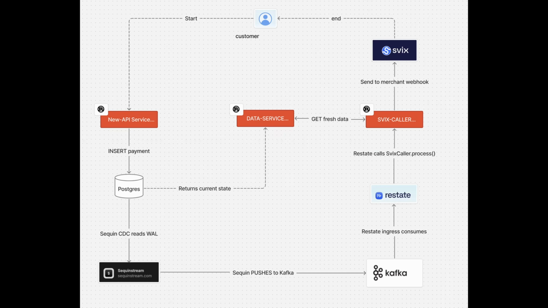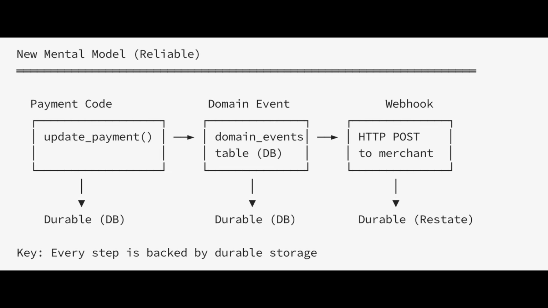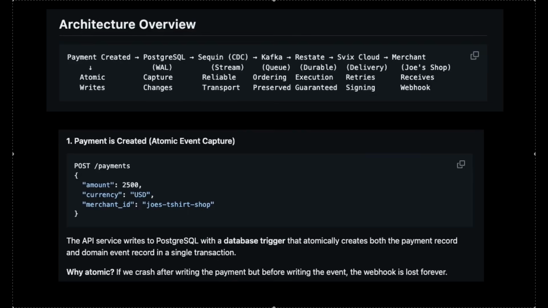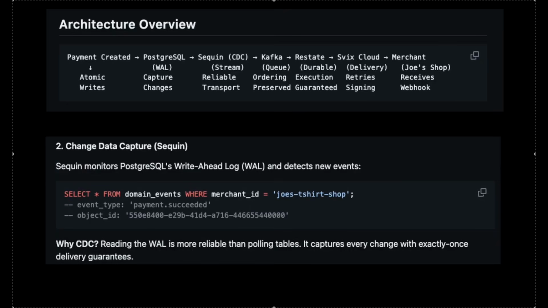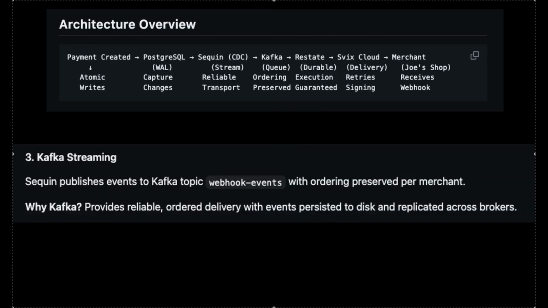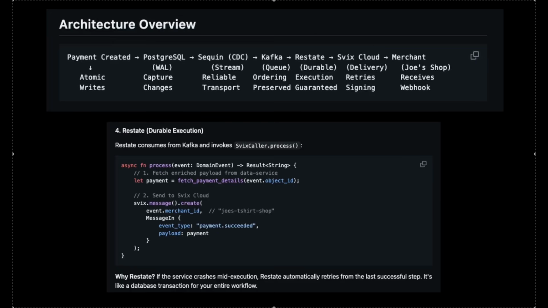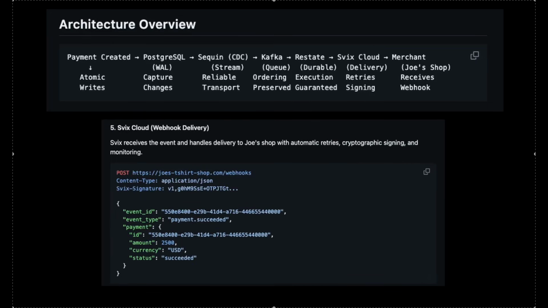Here's the new architecture flow. The shift was simple in principle: webhook delivery should be derived from durable state. We now do the payment write to Postgres, a database trigger creates a domain event, Sequin reads from the write-ahead log, it publishes to Kafka, Restate consumes from Kafka, Restate runs a durable workflow, and Svix finally delivers our webhook. So now if the service crashes, the event already exists somewhere durable.